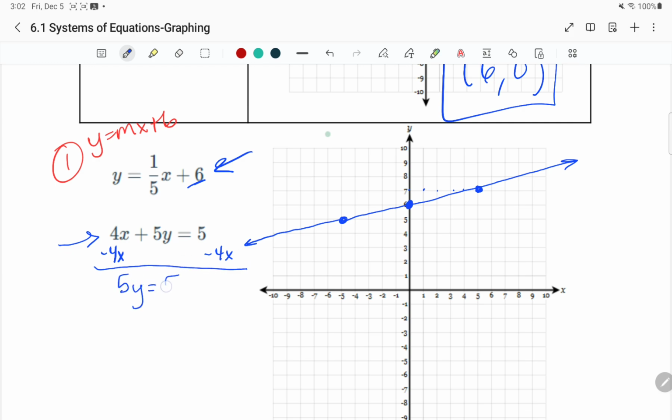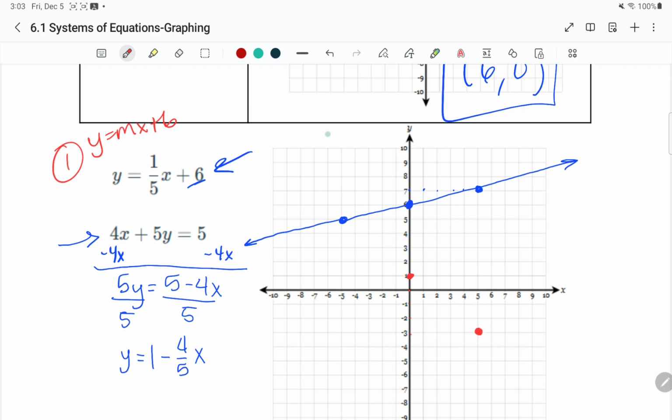So minus the x term, divide the y term, simplify. 5 over 5 is 1. Negative 4 over 5 becomes negative 4 over 5x. So my y-intercept is positive 1. I'm going to switch colors now. My y-intercept is positive 1. And my slope is negative 4 over 5. So down 4 over 5.